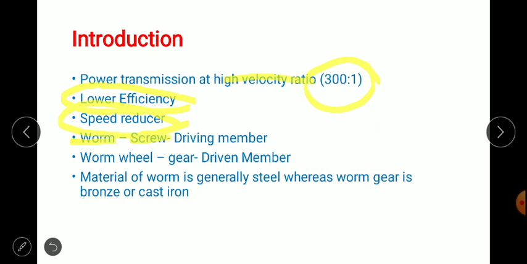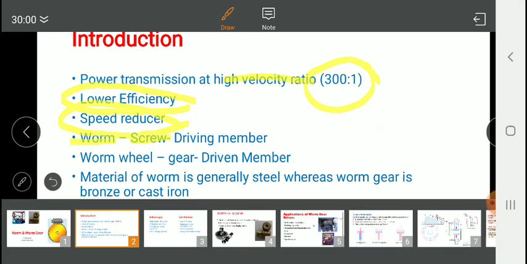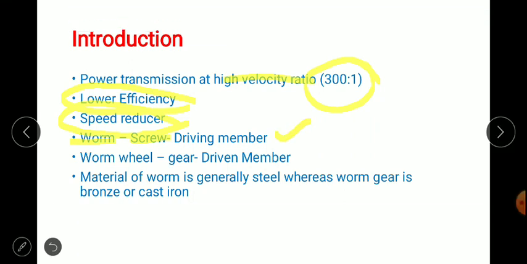drive, which we call a screw, is always the driving member. Second, the worm wheel is the driven member, which we have to remember.